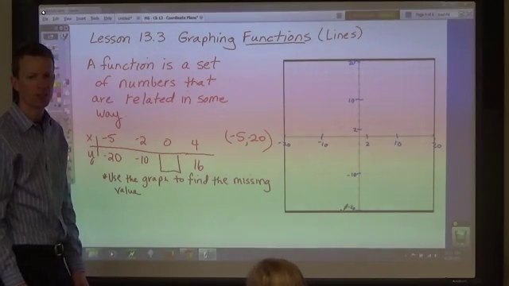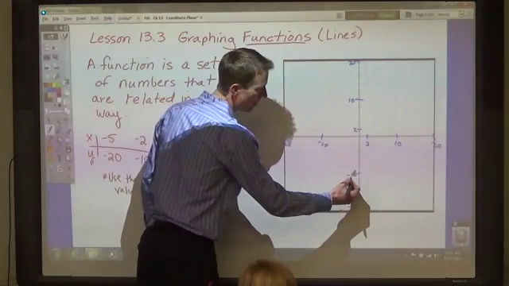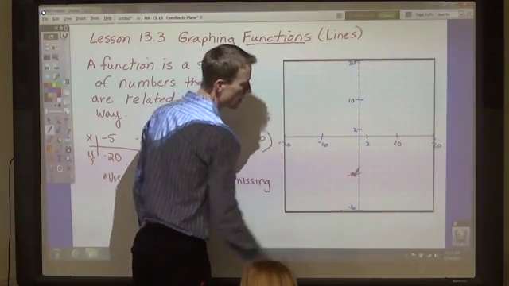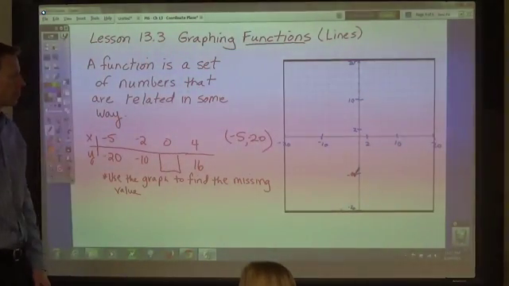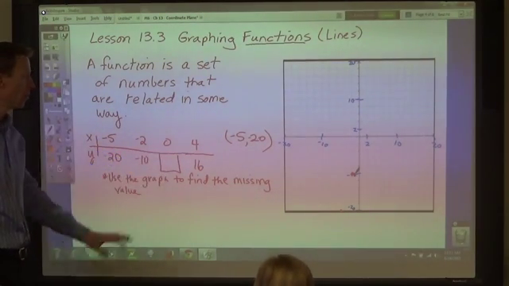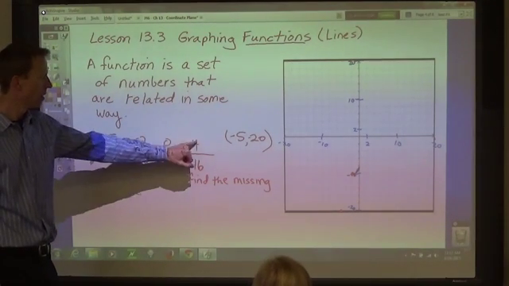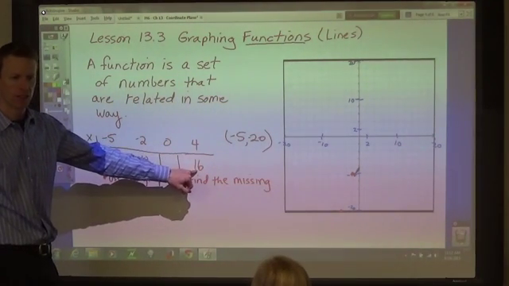And then we plot the next point, -2, -10. That's there. And then 0, something, we don't know. We're going to use the line to find this point. The next point is 4, 16.